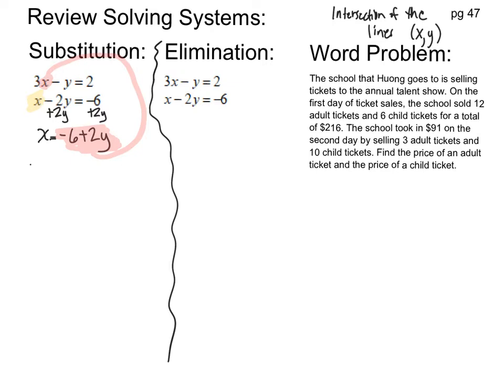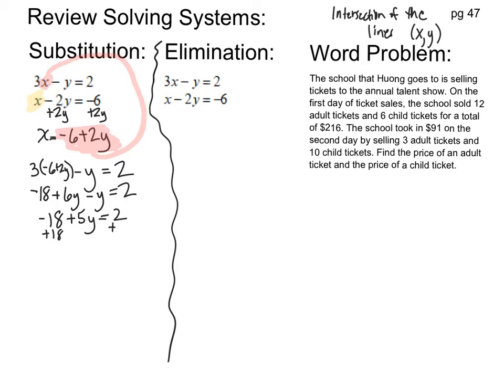Everything else will remain the same. The 3 remains the same. The minus y remains the same. The equals 2 remains the same. The only thing I'm doing is replacing x with -6 plus 2y. I'm going to distribute: -18 plus 6y. Bring down minus y and bring down 2. Combine like terms: -18 plus 5y. Add 18 to the other side to solve. Divide by 5. y equals 4.